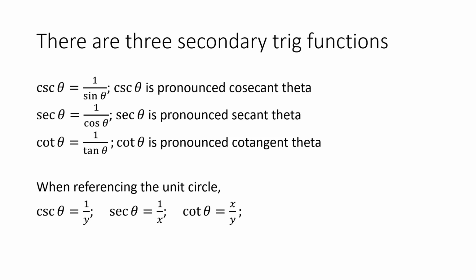All right, now there are also 3 secondary trig functions. We're always talking about sine, cos, and tan. There's also cosecant, secant, and cotangent. Now, cosecant theta is the reciprocal of sine theta, secant theta is the reciprocal of cos theta, and cotangent theta is the reciprocal of tan theta. So when we're talking about the unit circle, we can say cosecant theta is 1 over y, secant theta is 1 over x, and cotangent theta is x over y, because those are the reciprocals of the primary trig functions that you already knew about.